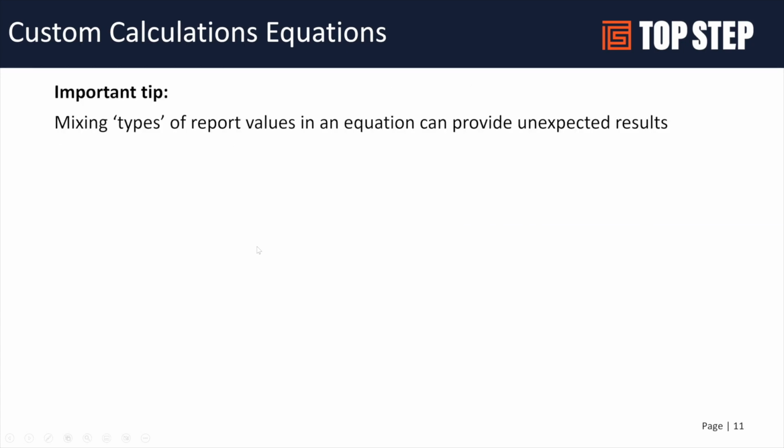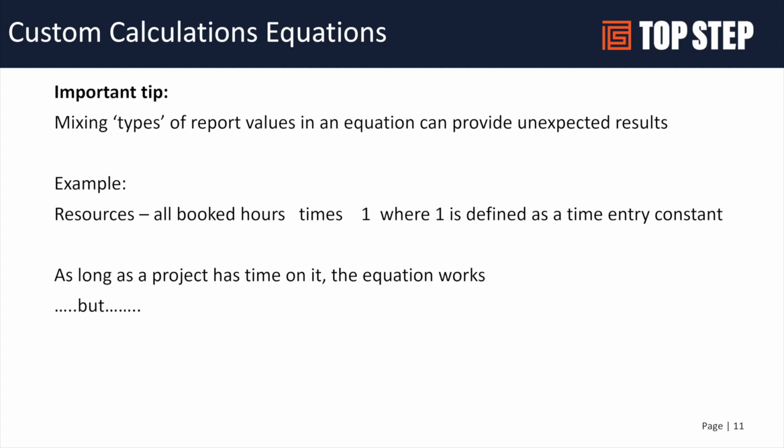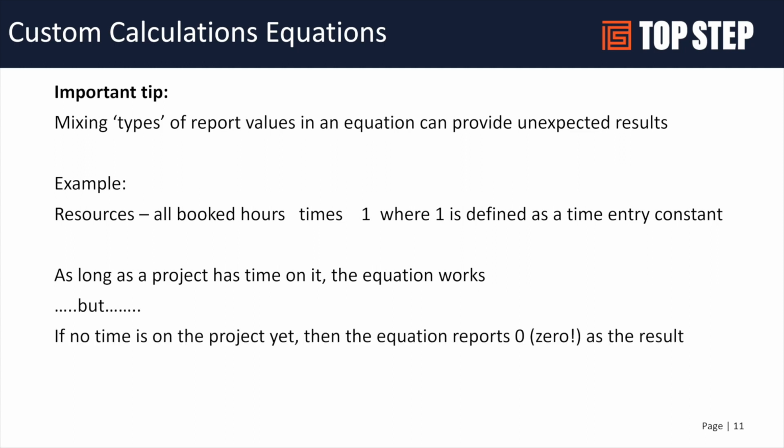And this is what I meant by constants can be tricky. For example, if you take resource all booked hours times 1, and 1 is a time entry constant, as long as the project has time on it, the equation works. But if there's no time on the project yet, then the equation shows 0 as a result. That's because there's no time, the time constant doesn't have any values, and so it basically doesn't give you a value of booked hours.